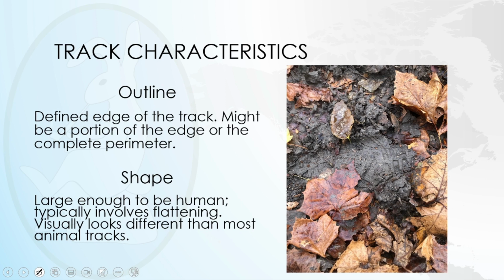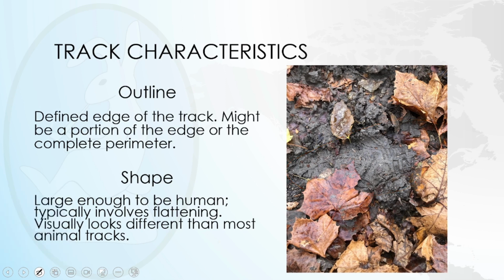The first thing we want to look for is an outline. That's the defined edge around the track. That's something that's very easy to identify depending on the medium that we step in or the texture. There may be instances where it may be just a portion of an edge or just a slight variance that we can pick up that shows that it's an outline of a track.